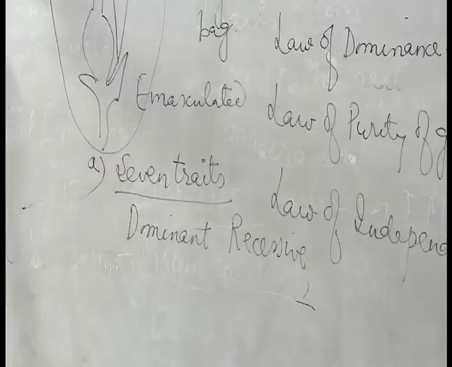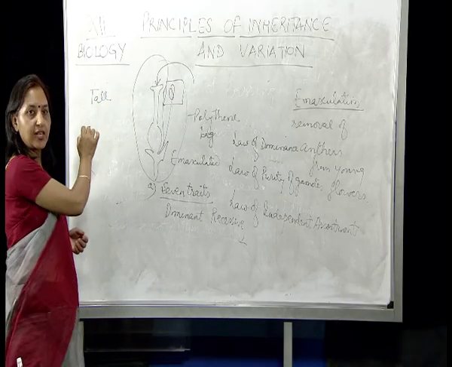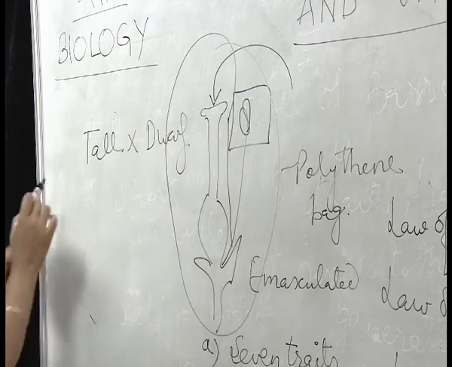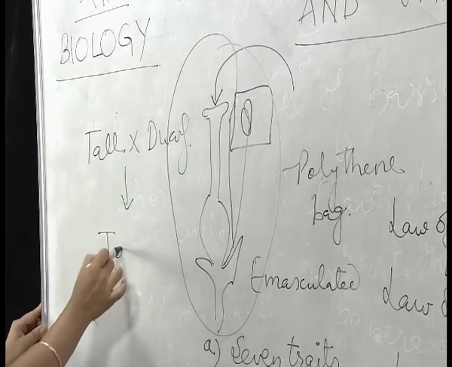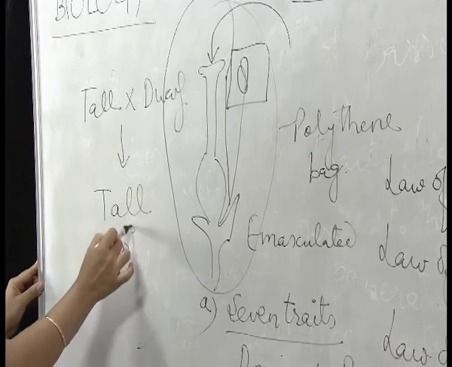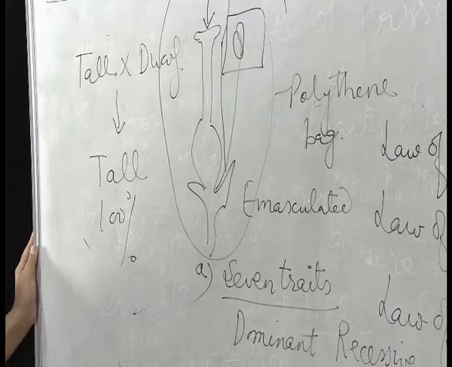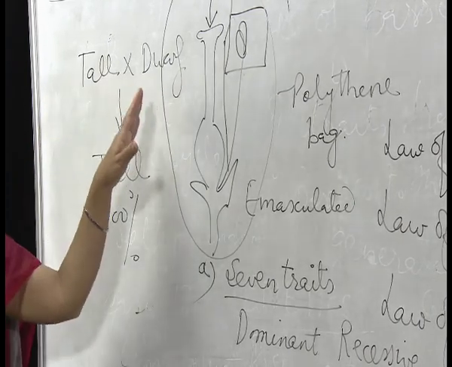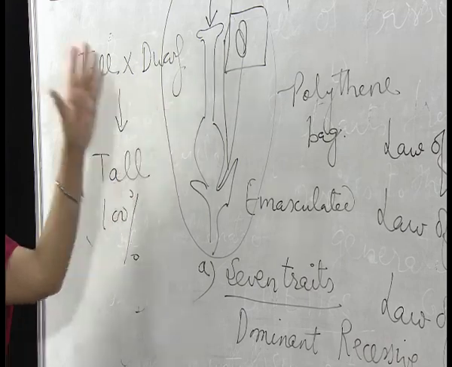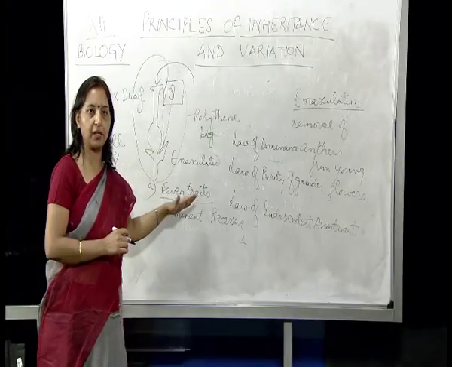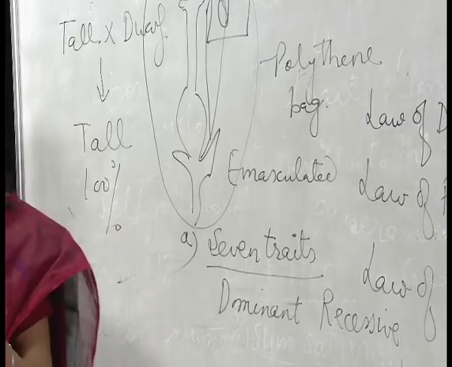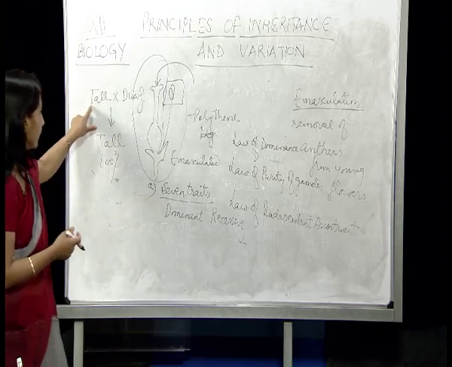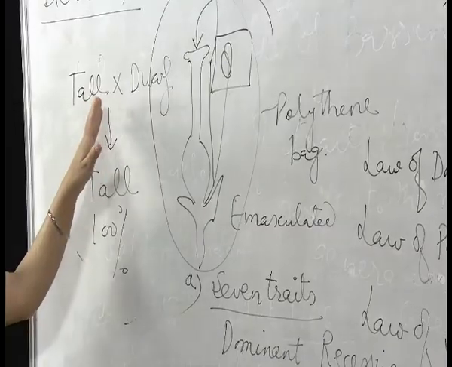For example, if you consider the height of the plant, some plants were tall and some were dwarf. And when they were cross-pollinated, in first generation, all the plants, 100% plants were tall. As a result, it was concluded that tallness is dominating over dwarfness, which is the recessive trait. In this way, he chose seven traits for his experiments, and out of these traits, one of the forms would be dominating, the other form would be recessive. And one example I gave you for the height, one was tallness, the other was dwarfness.